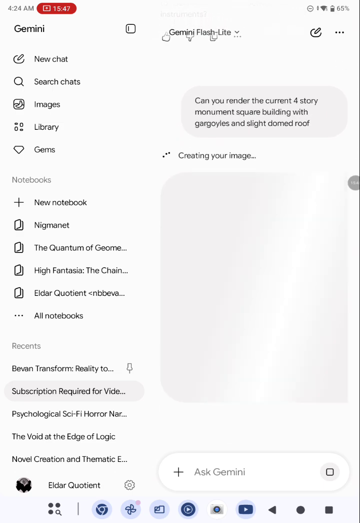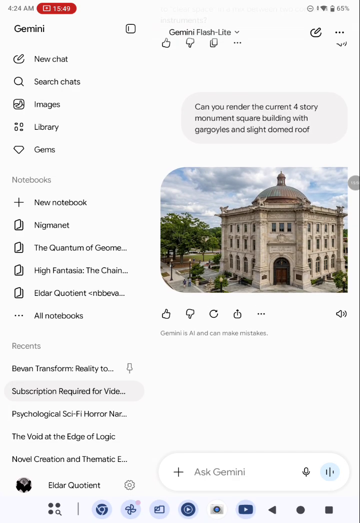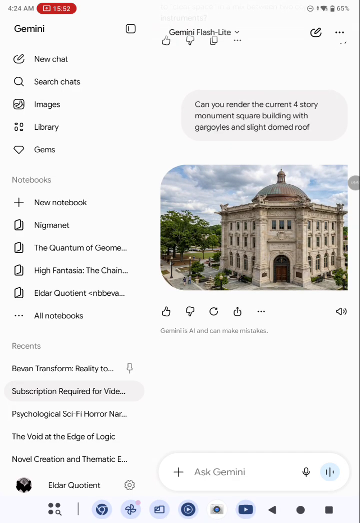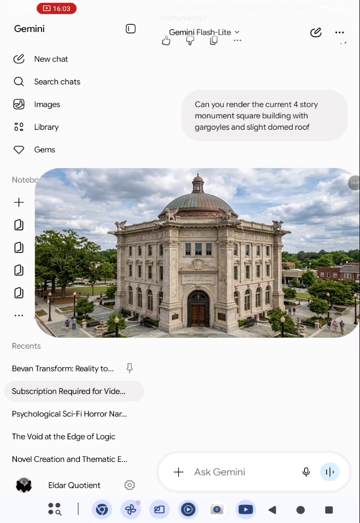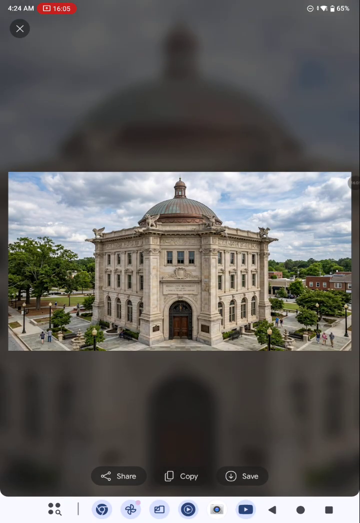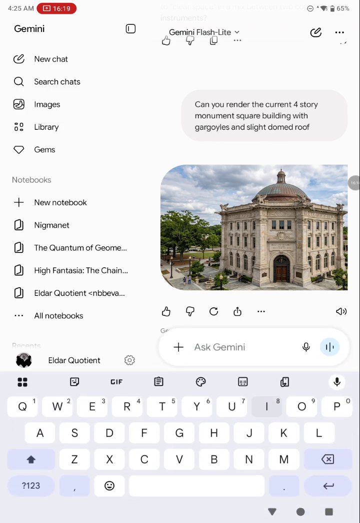Let's see if Gemini understands this. It's kind of, sort of. It's not that bad. I kind of like that. I'm going to be honest, it looks like a really nice library. I mean, it's kind of nice. It's pretty damn nice.